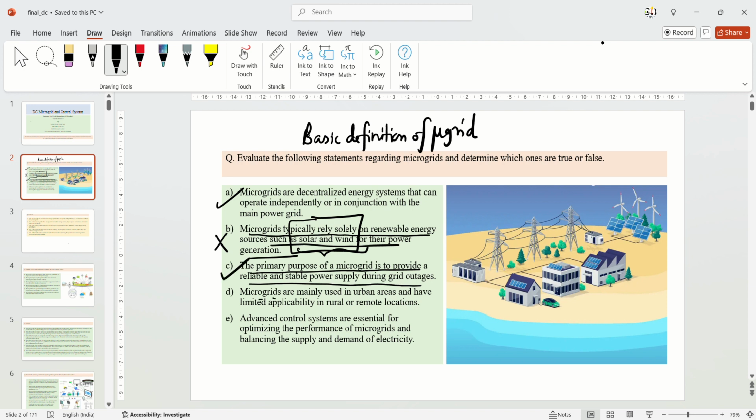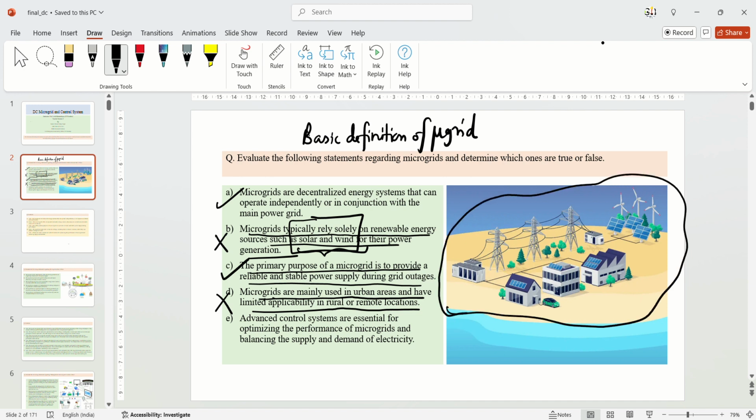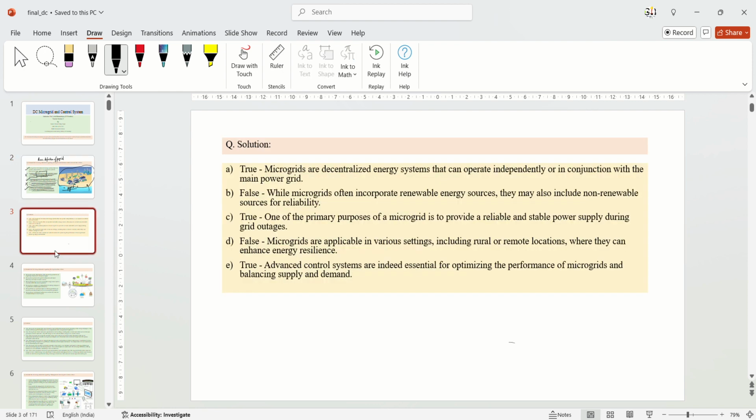The next statement says microgrids are mainly used in urban areas and have limited applicability in rural or remote locations. That is false, because this is mainly for remote locations where the main power supply cannot be easily available. In that scenario, we can place a microgrid at that point so that you can get a reliable power supply. The next statement says advanced control systems are essential for optimizing the performance of microgrids and balancing the supply and demand of electricity. That is true. Okay, so this is the first question.